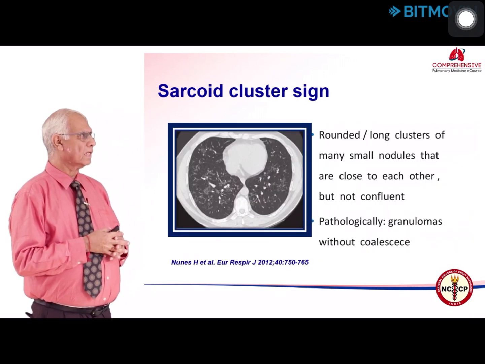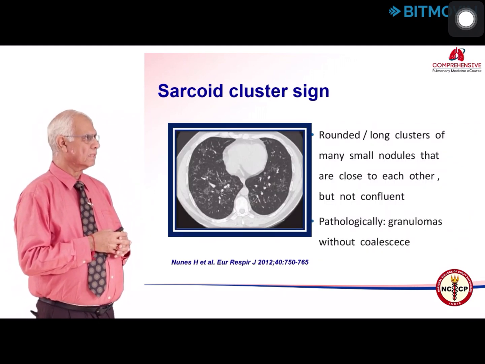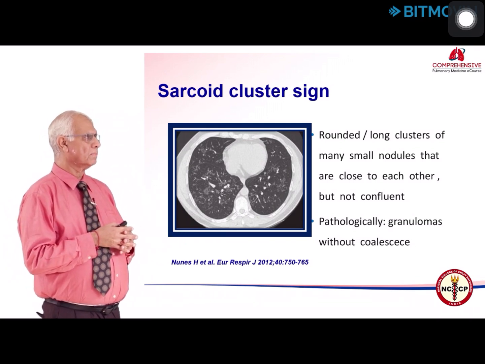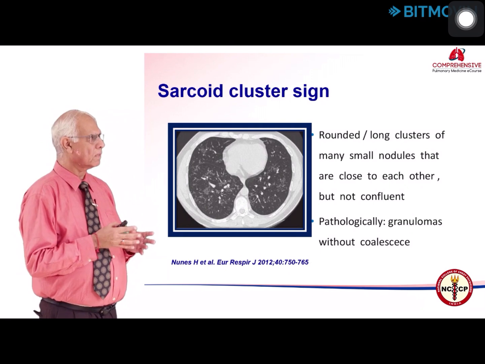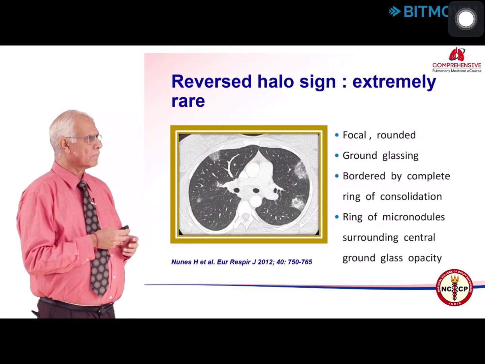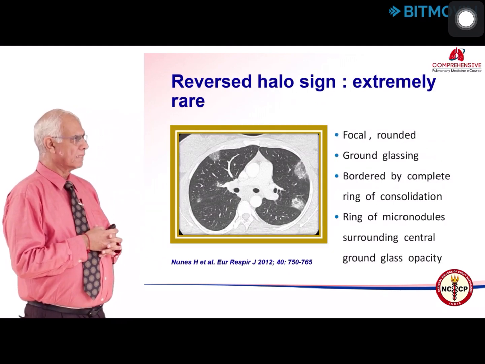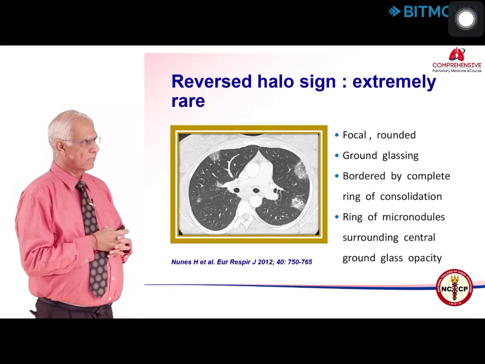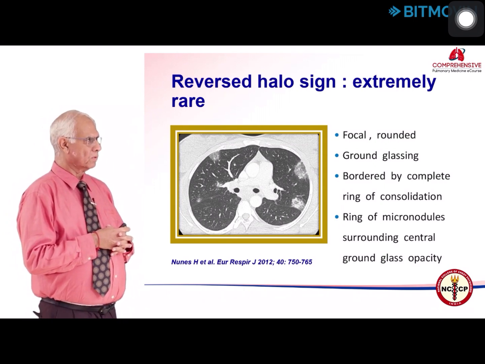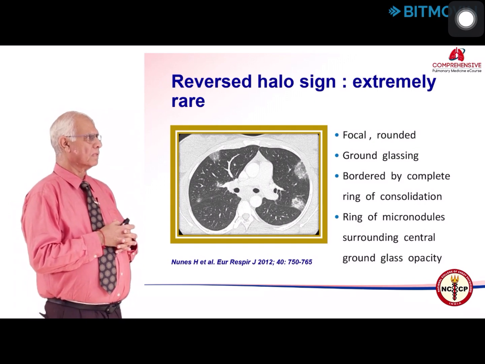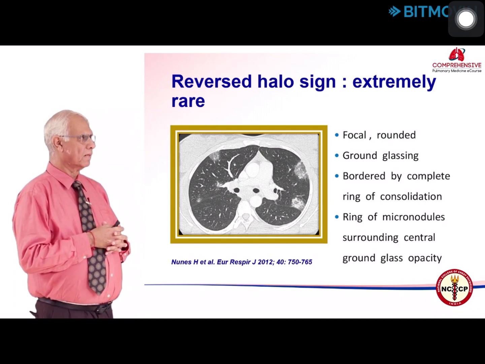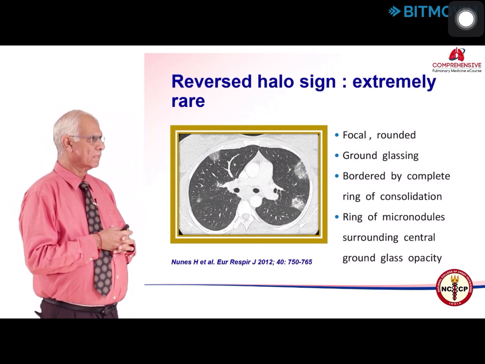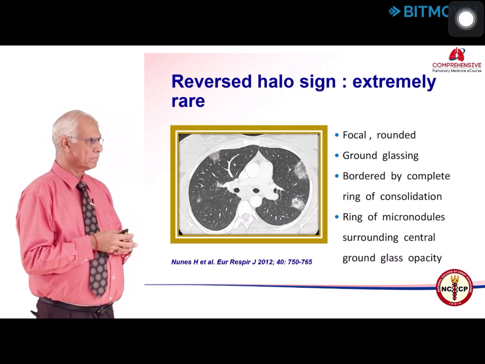This is another sign that has been described as the sarcoid cluster sign. Here the granulomas do not coalesce. They are rounded clusters of many small nodules that are close to each other but not confluent. Now, this is a very rare sign, the reversed halo sign. This is of course very well described in COP. It's a focal rounded ground glass bordered by a complete ring of consolidation. The ring of micronodules are surrounded centrally by ground glass opacities.